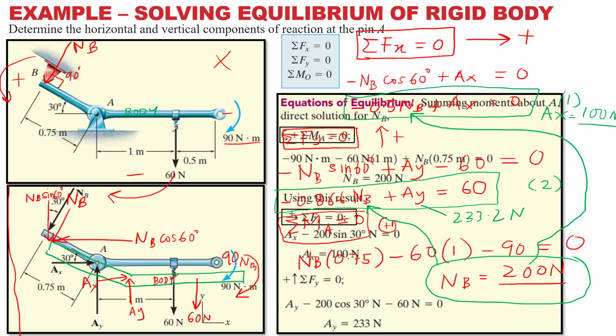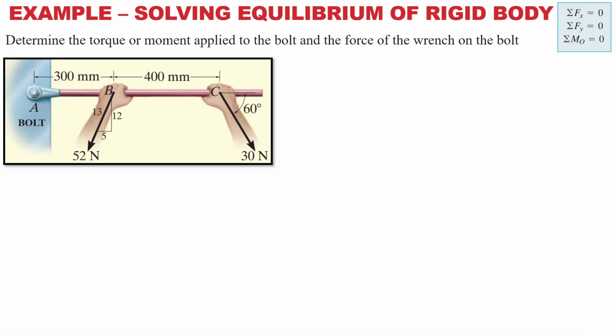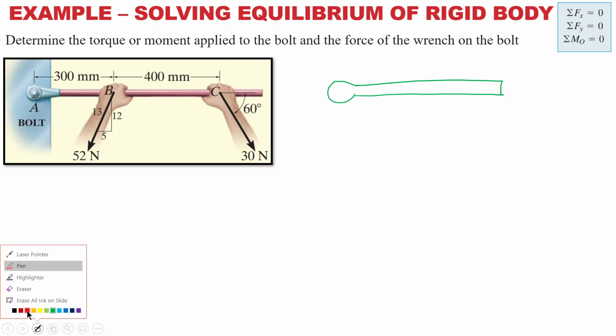Okay, let's do the next problem. Dia suruh cari determine the torque or moment applied to the bolt and the force of the wrench on the bolt. Cari moment dekat A. Kita nak putar kan. So dia ni buat masalah sikit. Kita punya bolt macam tu kan. This is our wrench. Rotate like that.